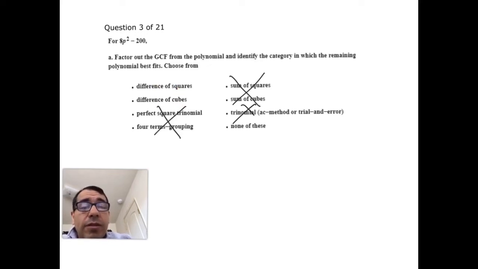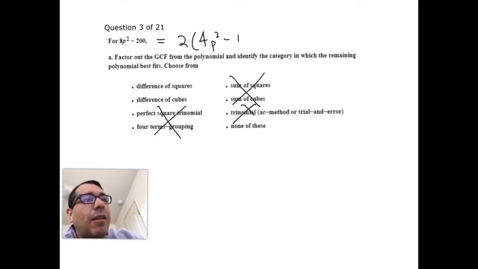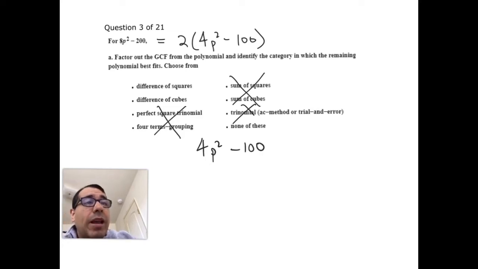Well, first things first, you always look for the GCF first. Always, even on Sunday. So let's look at these. I notice I'm going to be able to factor out a 2. So let me factor out a 2 before we begin, because that's my GCF. Don't forget about that 2. Let me copy this down here. So we're left with 4p squared minus 100. We're not going to forget about that 2.